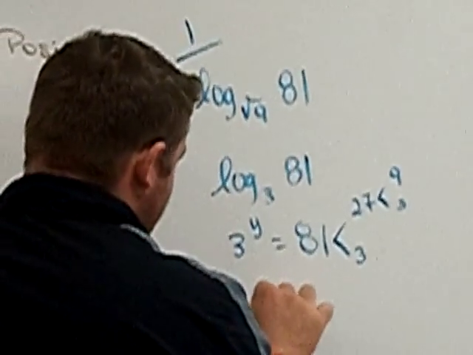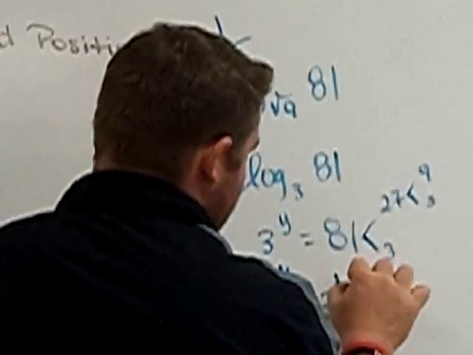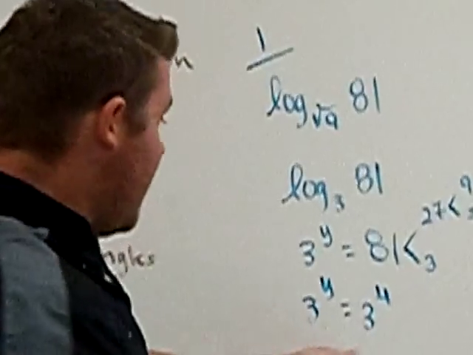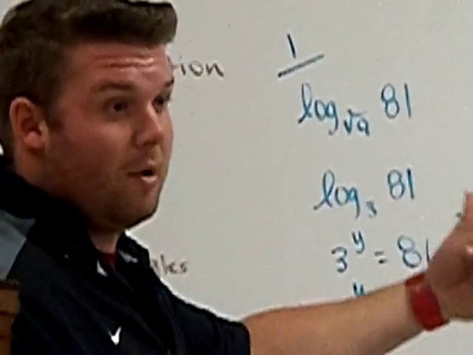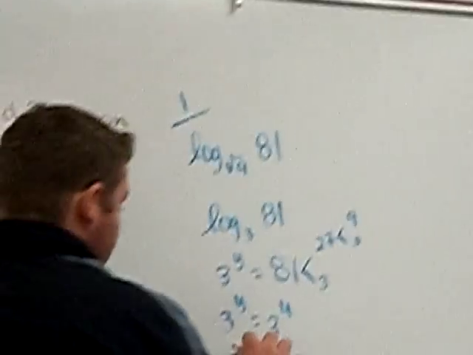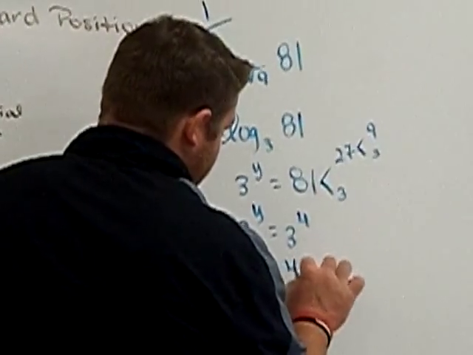So I've got 3 to the y equals 3 to the 4th. Same bases. Drop your base, set your exponents equal to each other. y equals 4. That's your answer.